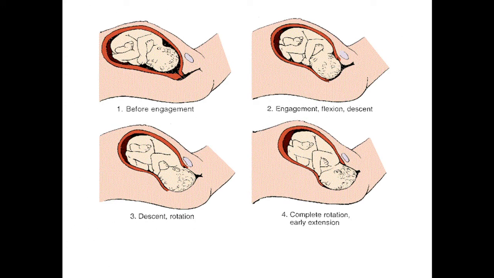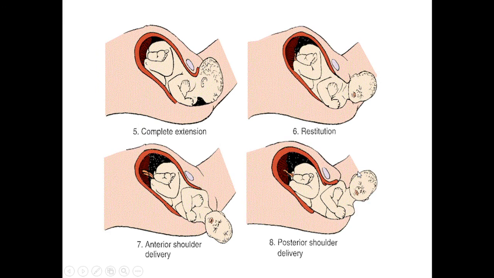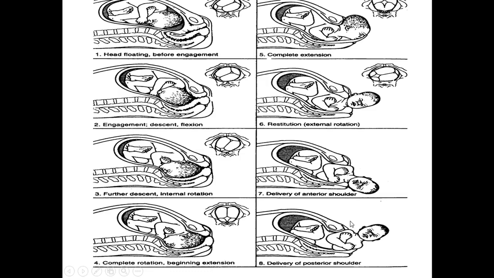So before the engagement, the fetal head will be like this, and after the engagement, descent, and complete rotation, it rotates anteriorly, so the occiput comes under the symphysis pubis. And there is extension of the head, and the head will be turned towards the mother's right thigh, and then delivery of the anterior shoulder. The shoulders have to be delivered one by one. So first we will deliver the anterior shoulder and slowly lift the baby up so that we can deliver the posterior shoulder.